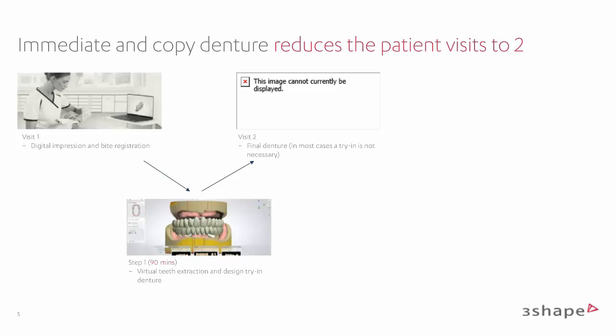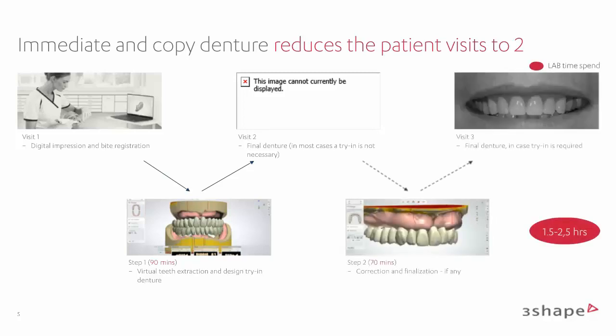And typically, you will only need 1 or 2 visits for that because it's basically fitting because you have occlusion and everything. A lot of people are also starting to do that now for copy denture. Less than 10% require an additional visit, but of course you can do an additional visit and do the final, not the final, but a second version of the immediate denture if needed. But generally you can do both immediate and copy denture with just 2 visits to the patient. So that is amazing and tremendous time savings, both on lab and on clinic side.